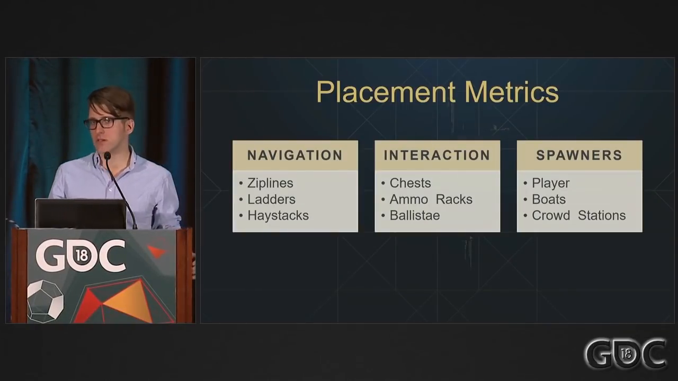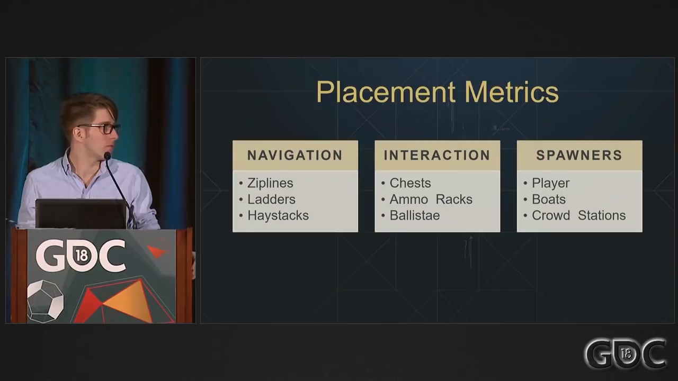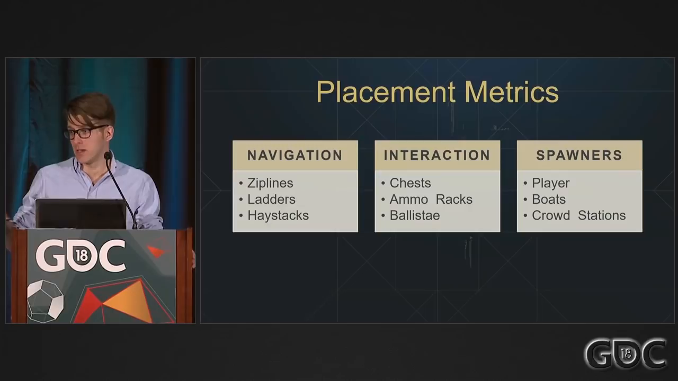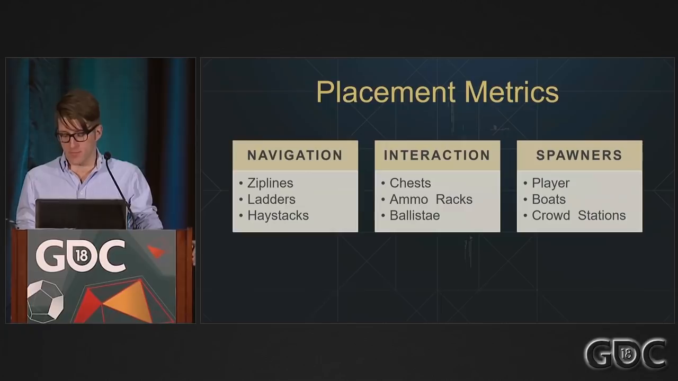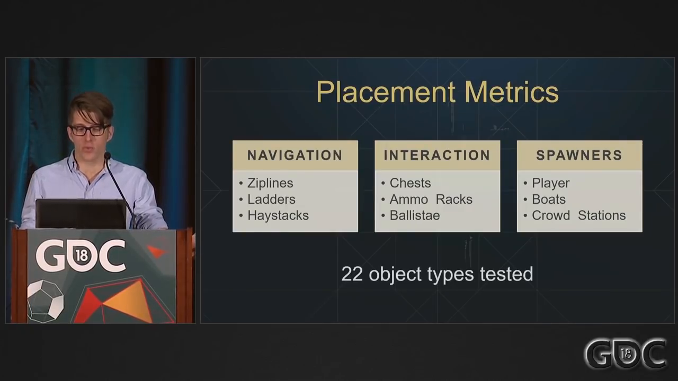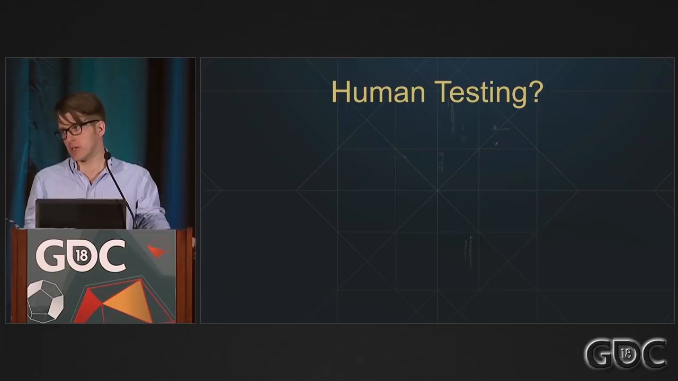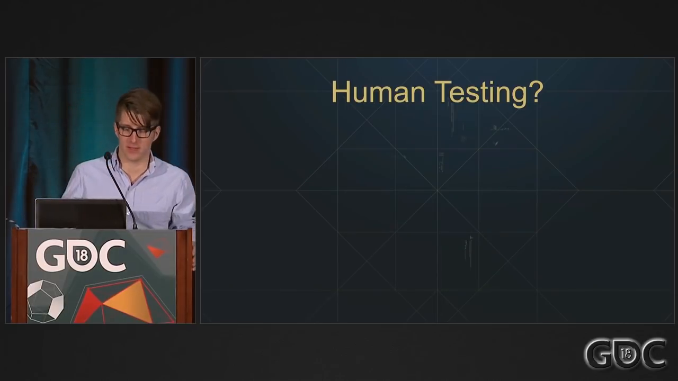So we do this type of test on a variety of gameplay ingredients, like navigation ingredients, interaction ingredients, and spawners. The type of test that we would do on the chest is make sure that it's oriented in such a way that the player will be able to loot the object. For spawners, we'll make sure that there is nav mesh. If it's a boat spawner, we'll make sure that it's over water, this type of thing. In total, we have 22 object types that we test. And once again, every object has its own list of tests.